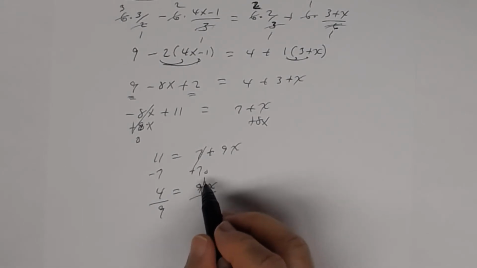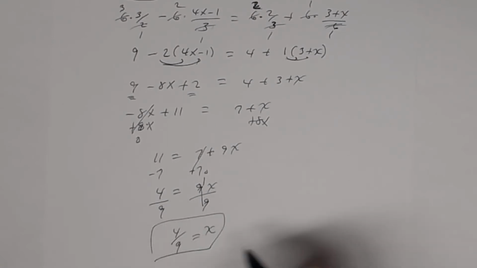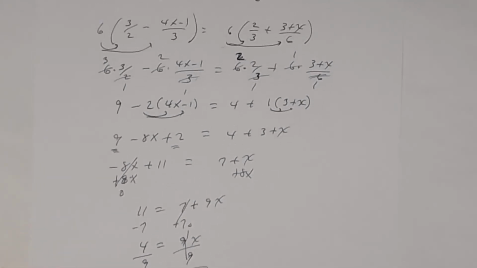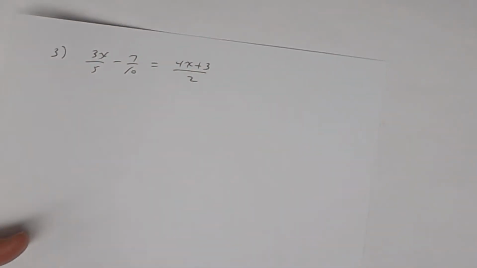9 divided by 9 is 1. 1 times x is x. I get x to be 4/9. And so that's the answer to number 2. All right? Okay, and then finally number 3. Let's go to number 3.